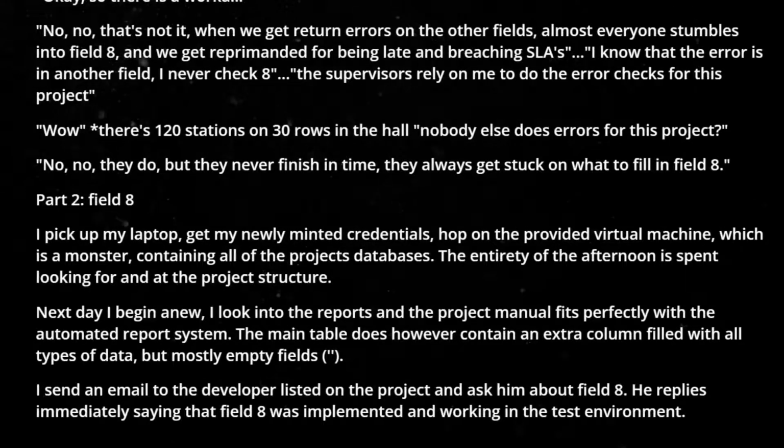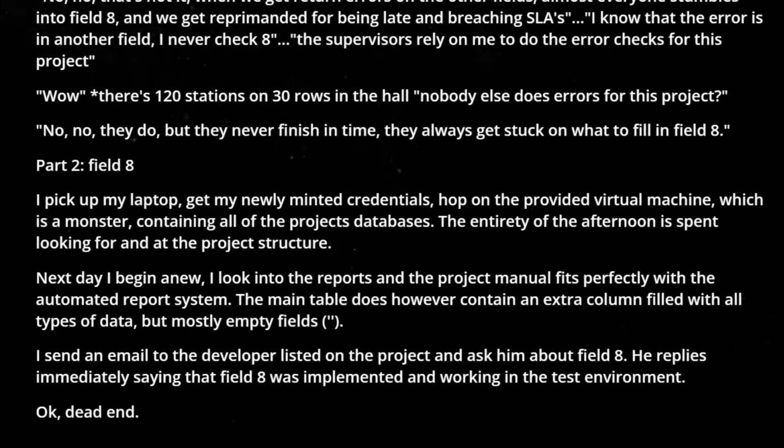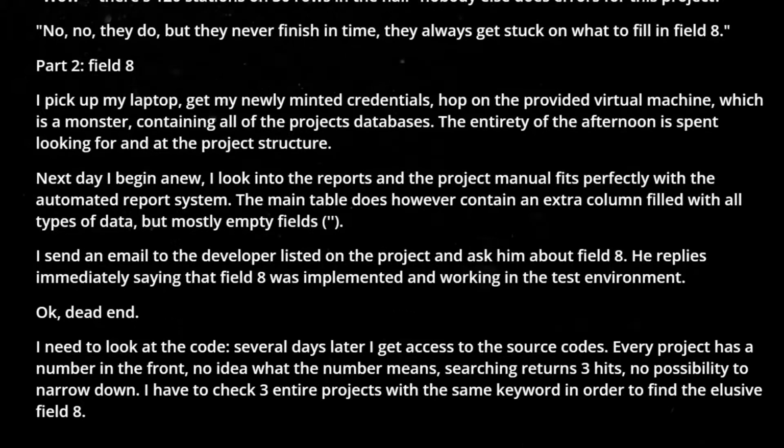I send an email to the developer listed on the project and ask him about field 8. He replies immediately saying that field 8 was implemented and working in the test environment. Okay, dead end. I need to look at the code. Several days later I get access to the source codes. Every project has a number in the front, no idea what the number means, searching returns 3 hits, no possibility to narrow down. I have to check 3 entire projects with the same keyword in order to find the elusive field 8.